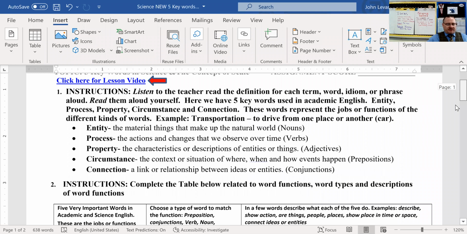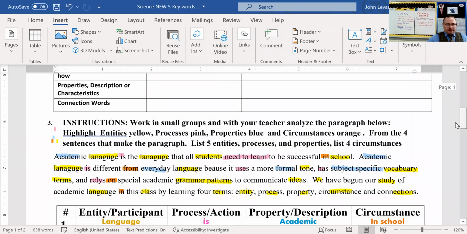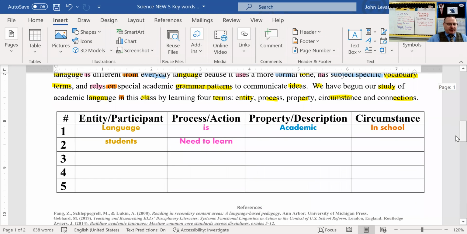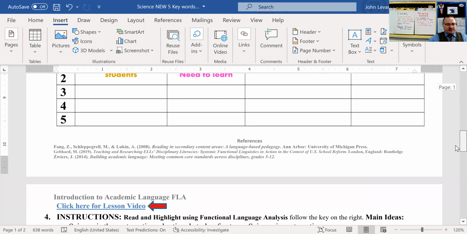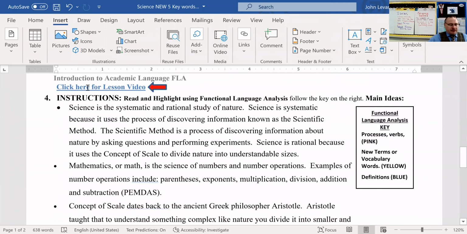So this is what you should have accomplished. We've read through all of this. You filled in this table. We've highlighted this together. You filled in this table with words that you've highlighted of entities, processes, properties, and circumstance. And you've just clicked on this lesson here, this video lesson for side 2.